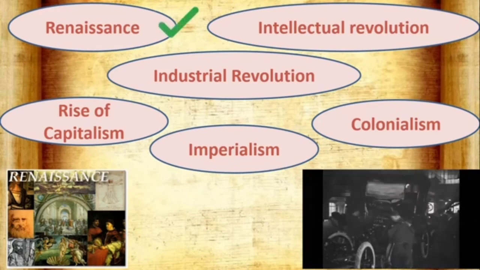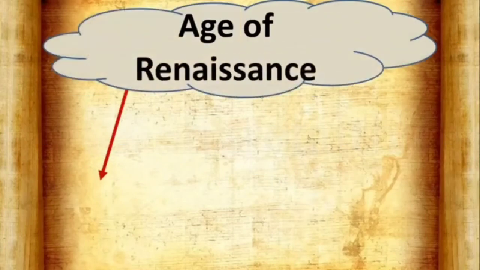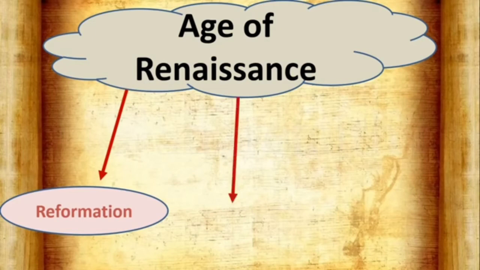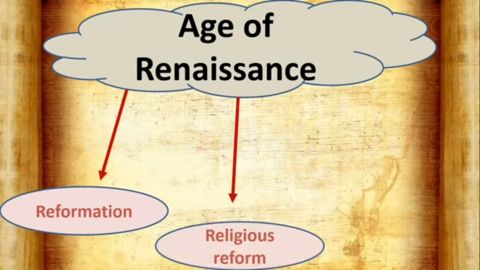The first point that we will talk about today is the Renaissance. Now, this picture, if you see, you will understand what all things were included under Renaissance. Renaissance meant three things. One was reformation. Reformation means a change. The other was religious reform. Religious reform means a major change in the way religion was perceived, or how people considered religion as a part of their life. That underwent a change during the age of Renaissance.